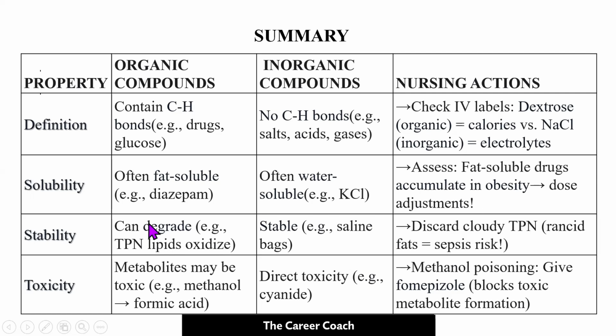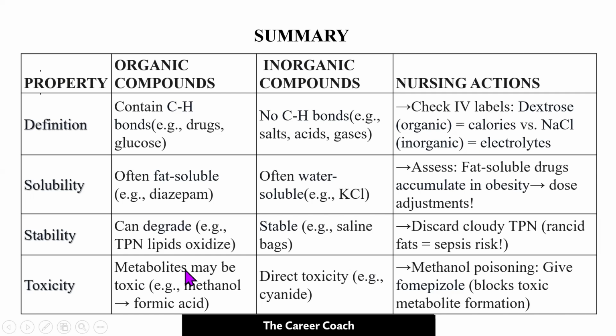Nursing action with regards to stability of inorganic and organic compounds: nurses must discard cloudy TPN because rancid fats can cause septic risk. The next property we want to look at with regards to organic and inorganic compound is toxicity. With regards to toxicity, organic compounds produce metabolites which may be very toxic. Example is methanol and formic acid.